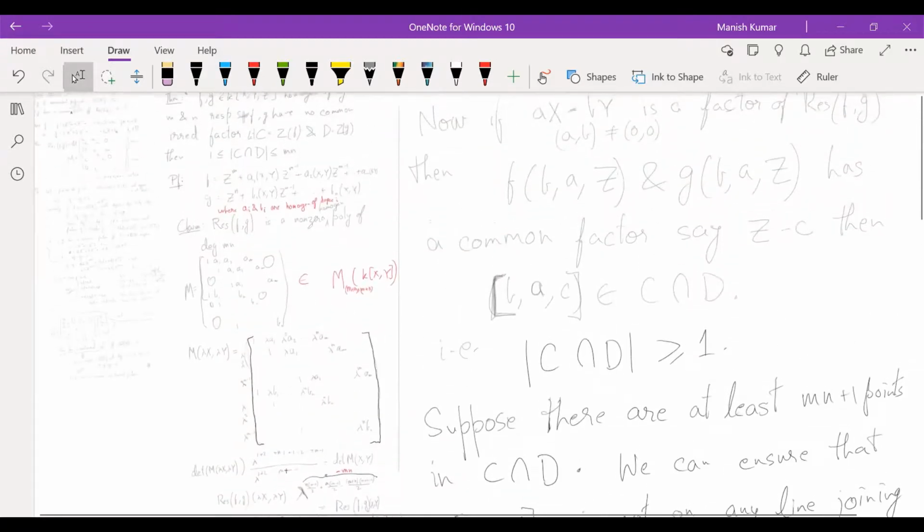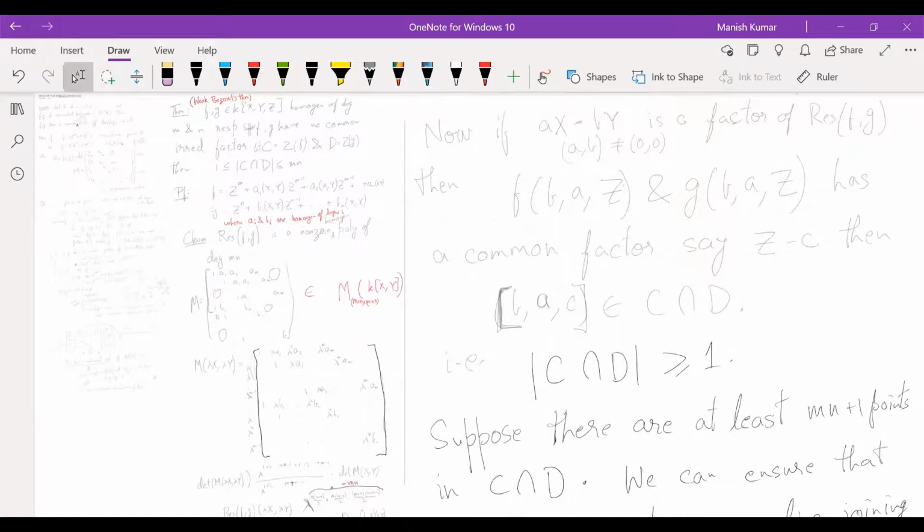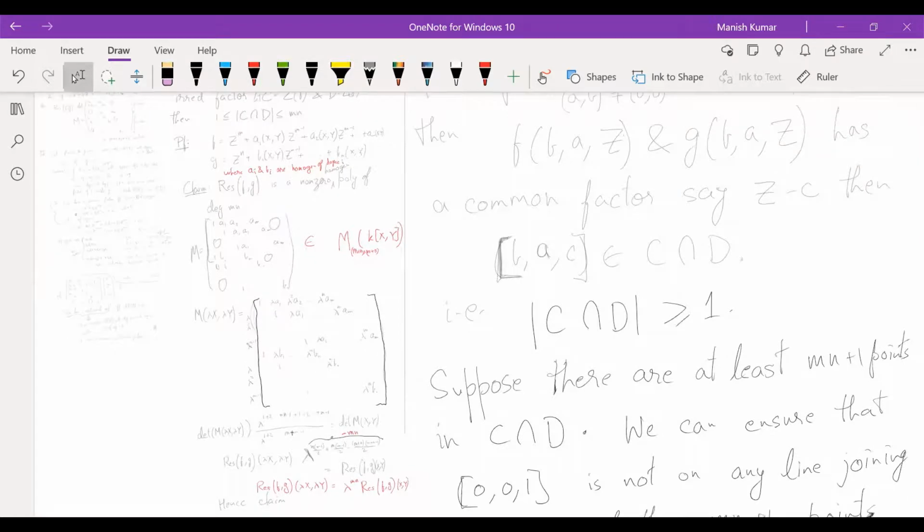Now we want to argue that the number of points in C intersection D is at most mn. The point is, suppose there are mn plus 1 points. If we can ensure that all these mn plus 1 points have different x and y coordinates, then that will give a contradiction, because then the resultant will have more than mn factors.